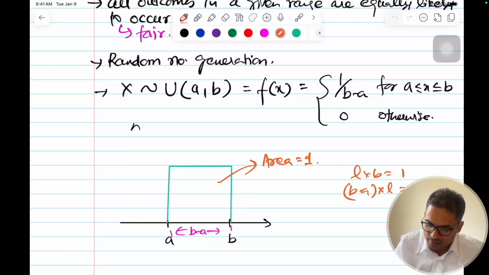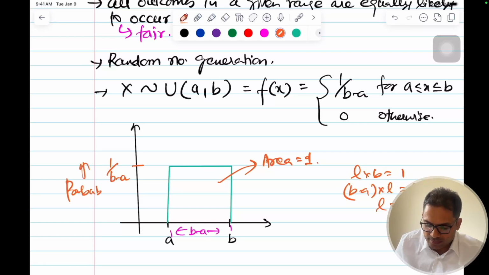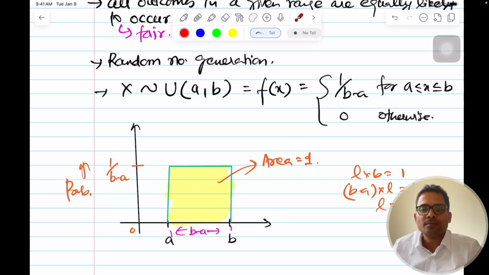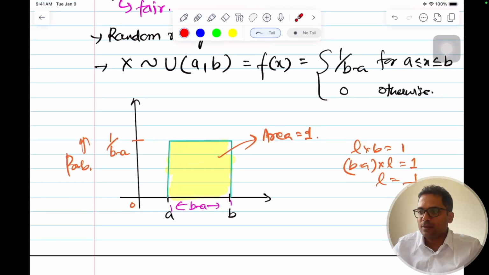This value here, times b minus a, is equal to 1. So the height will be equal to 1 by b minus a. So that is the value here. This is the probability. This is 0. Okay, so this is your uniform, and if you see, every value from here to here has equal probability, that is 1 by b minus a. Okay, I hope this is clear.